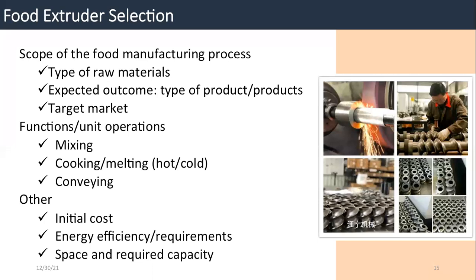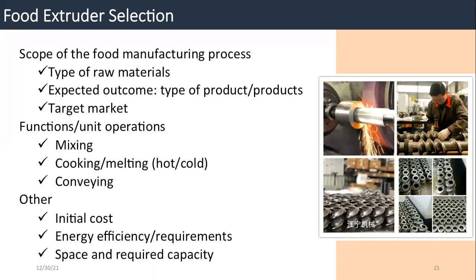Type of the raw materials we are going to use, as we discussed. As an example, chocolate. If it is a chocolate-based product, we need a feeding tank with agitation and thermal heating facilities to maintain the texture. Likewise, based on our raw materials, the extruders are different. Expected outcomes and target market, right?